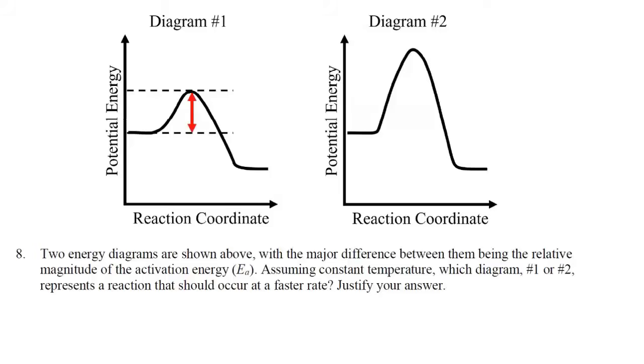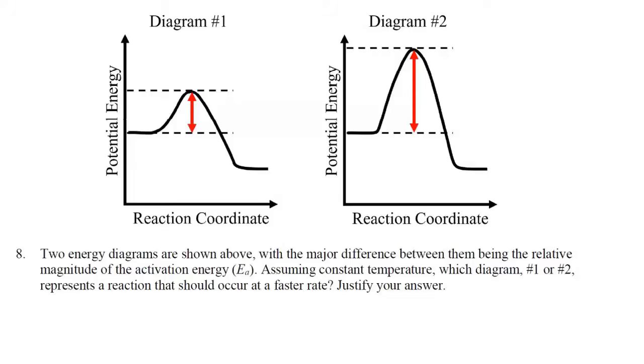So that right there is the magnitude of the activation energy for diagram 1. And I'll do the same thing for diagram 2. Start with the difference between the energy level of the reactants and the top of the hill where the transition state is located. Hopefully you can tell with this visual comparison side by side that the activation energy for diagram 2 is greater than the activation energy for diagram 1.